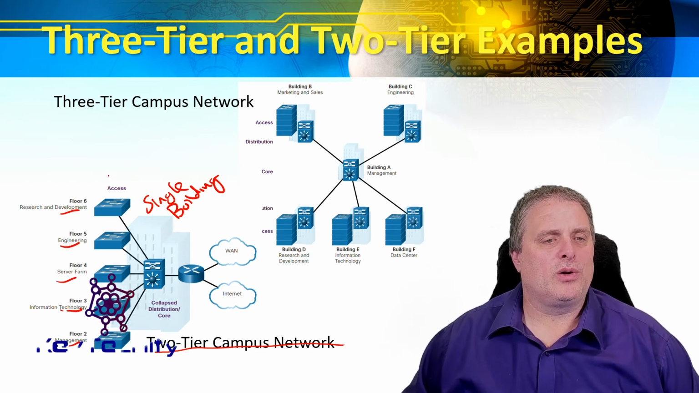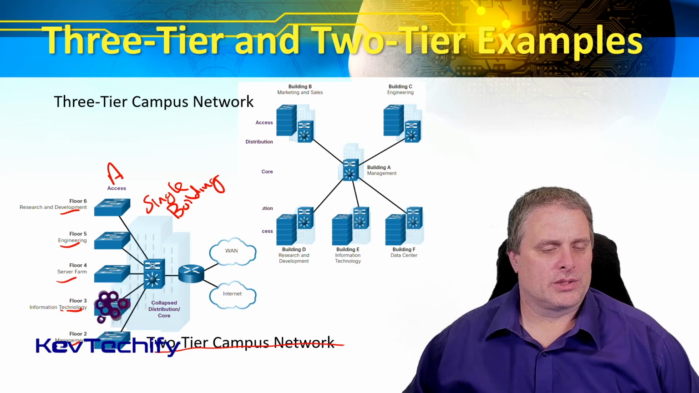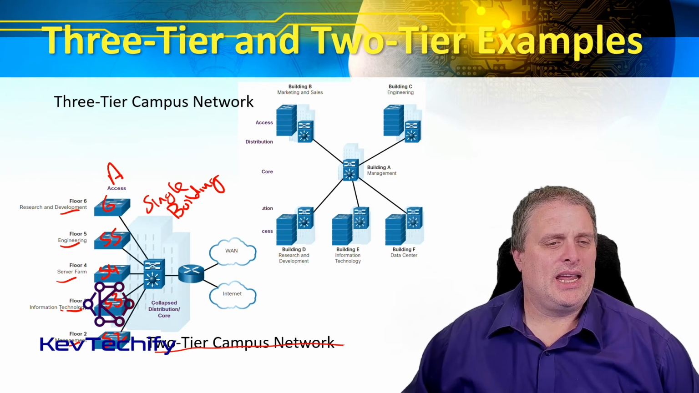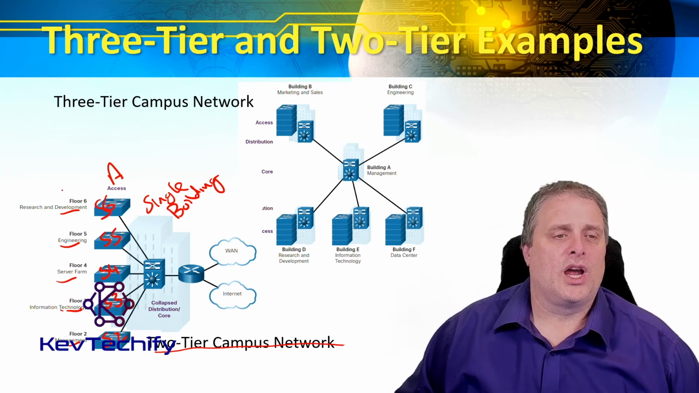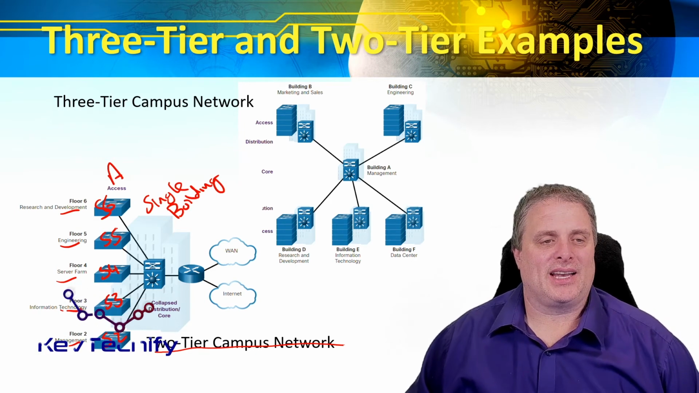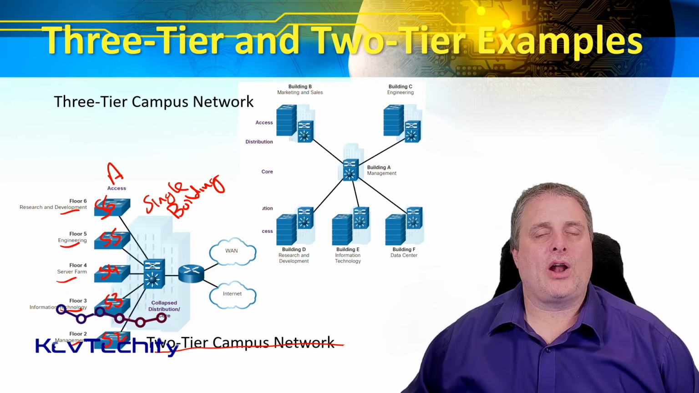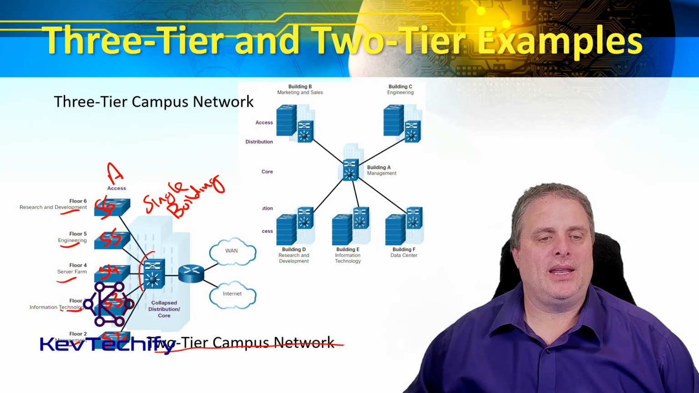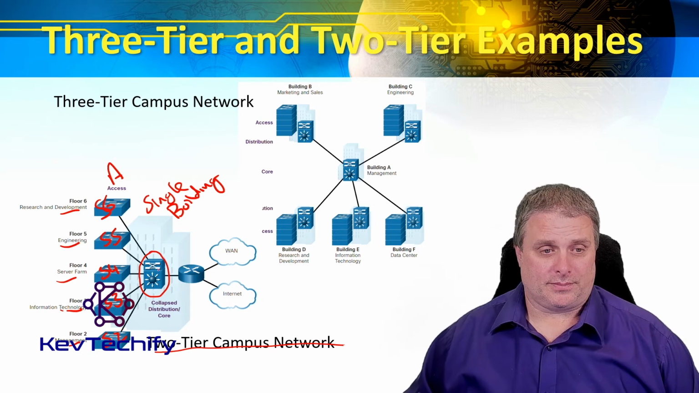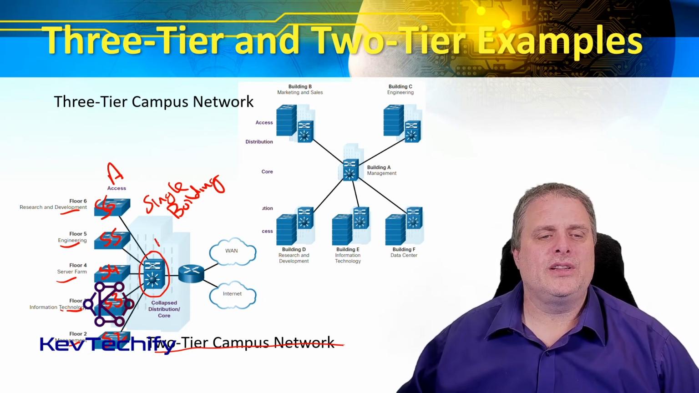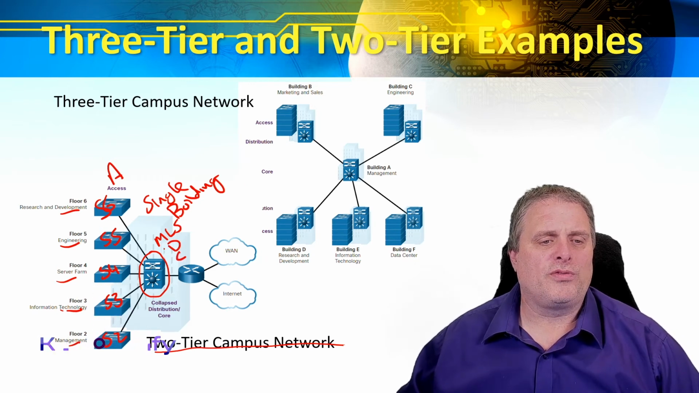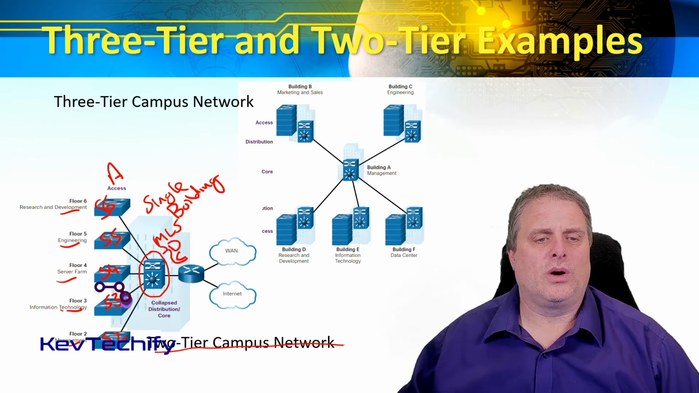Each one of them has its own access switch. So this is switch 2 here, switch 3, all the way up to switch 6. Each floor has its own switch. All those end devices plug into that. Then we aggregate all of these switches into a single switch in the main data center in this building. This multi-layer switch combines the distribution and core functionalities into one device.